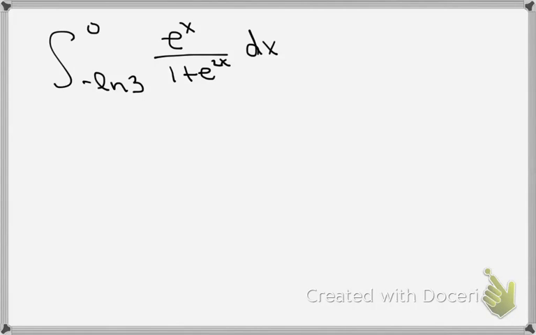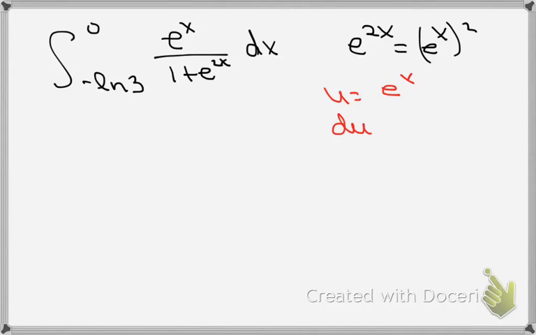And so as I think about my u-substitution, the first thing I want to remember is that something that looks like e to the 2x is the same thing as e to the x all squared. So that's going to inform my u-substitution. I'm going to let u be equal to e to the x. Then, of course, du is e to the x dx.